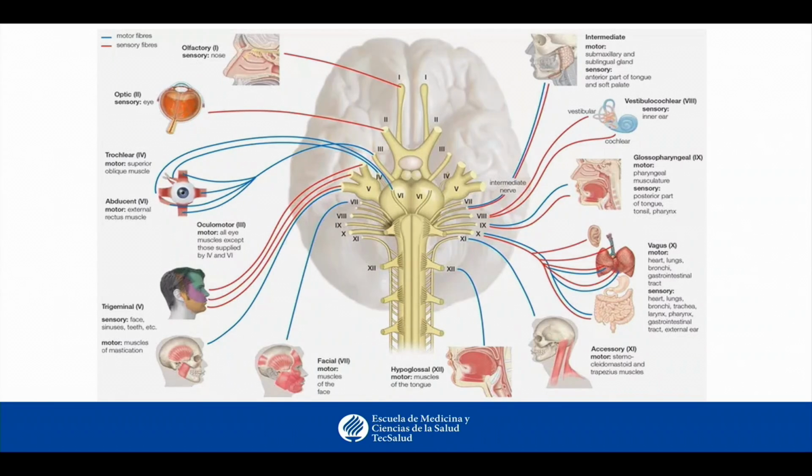The 10th nerve is the vagus nerve that conveys visceral sensation to the brainstem and also controls some visceral functions such as heart rate and gastrointestinal motility. The 11th is the accessory nerve, which innervates the neck muscles involved in head turning. And lastly, the 12th nerve is the hypoglossal nerve and is a motor nerve that innervates muscles of the tongue.